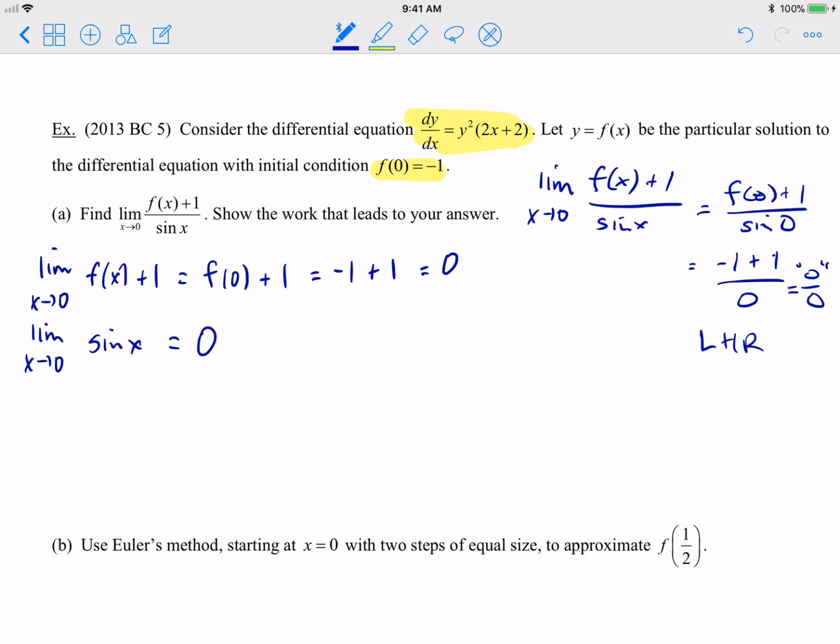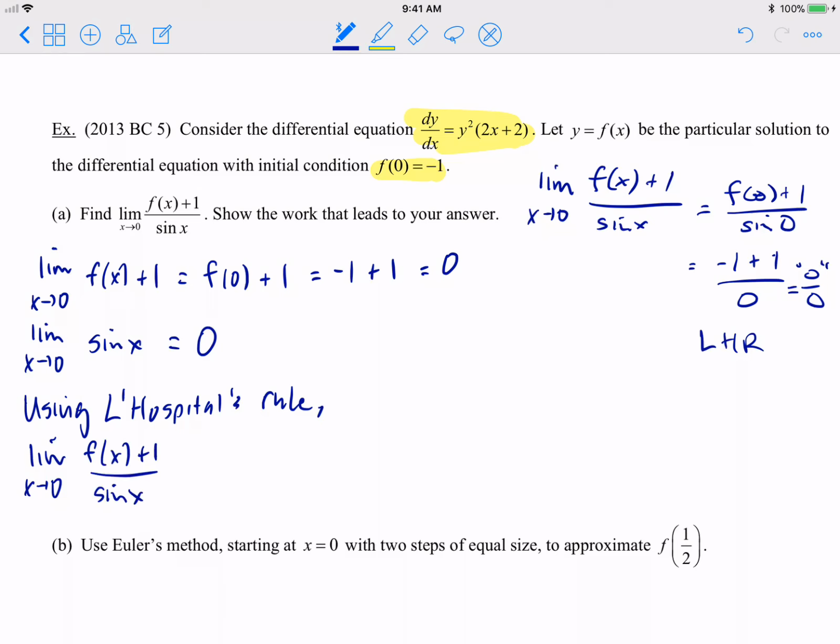And so now we can say, using L'Hopital's rule, and I'm actually going to write out the name here. No, you don't have to spell it correctly, but it's a good idea just to write down the full name there. We can say the following, that the original limit that they gave us, limit as x approaches 0 of f of x plus 1 over sine x, is equal to the limit as x goes to 0 of the derivative of the numerator, which is f prime of x, over the derivative of the denominator, which is cosine of x.